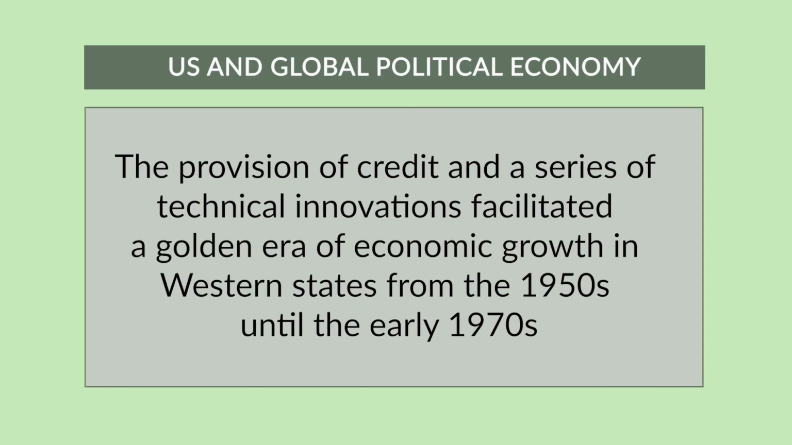Sheltered by the nuclear umbrella and supported by sympathetic economic institutions, the US, Western Europe, Japan, and other allies followed policies of economic growth in the post-war era. Global policy redistributed income, supported industry, and maintained full employment. Most of the states followed these policies of welfare in their respective domestic policies. The provision of credit and a series of technical innovations facilitated a golden era of economic growth in Western states from the 1950s to the early 1970s.